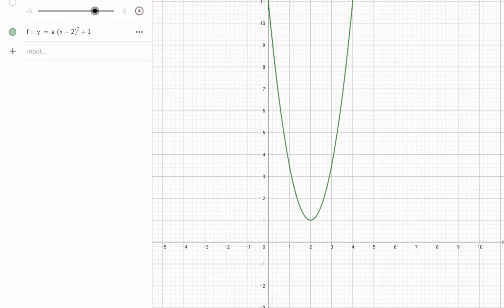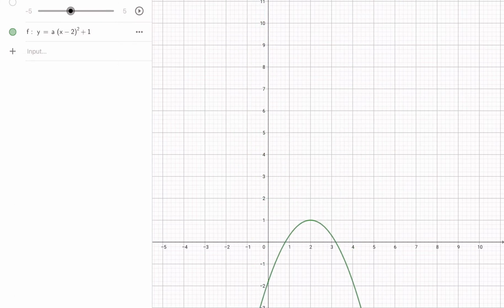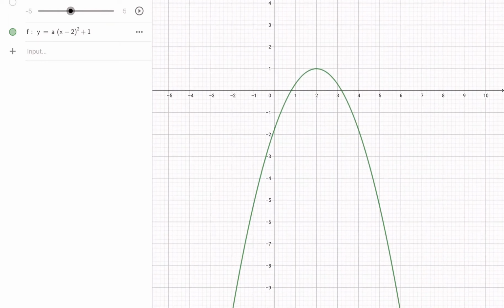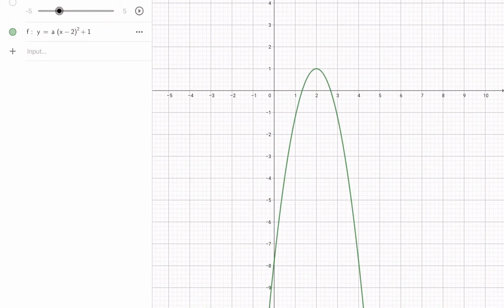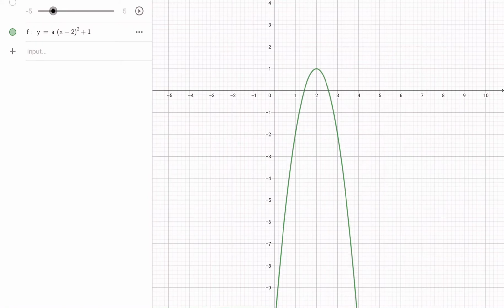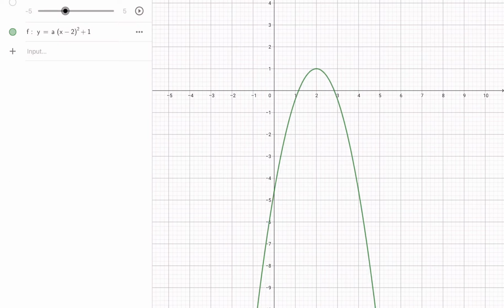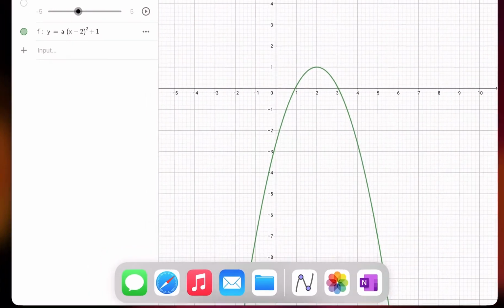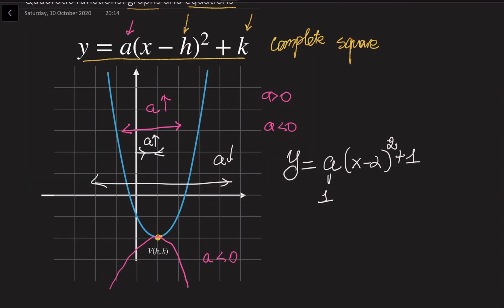What happens if the a goes negative is that this parabola is simply going to look downward. And again, if I just increase the absolute value of the a, then it's going to shrink. If I decrease this, it's going to be broader. So this is essentially what we should know if we would like to sketch the graph of the parabola which is given in the complete square form.